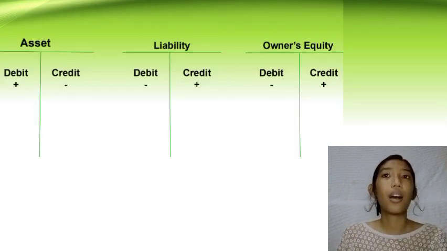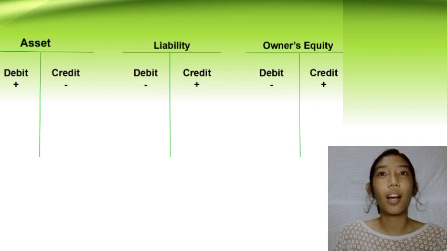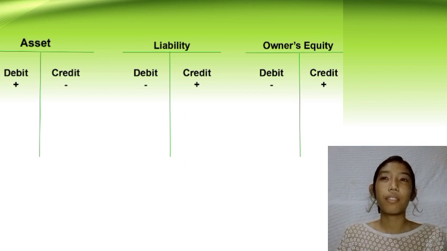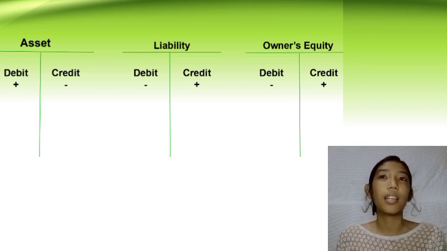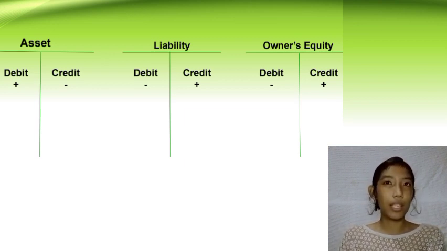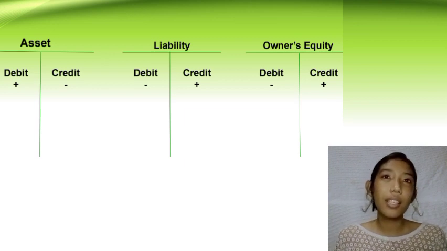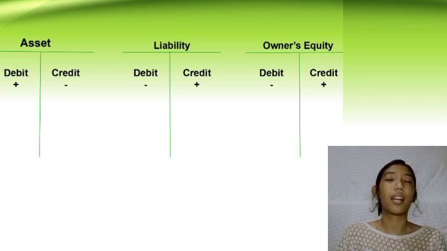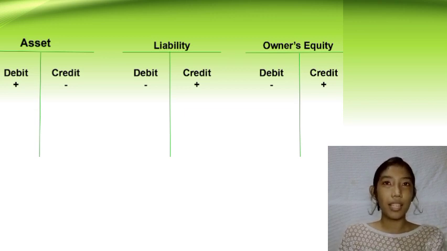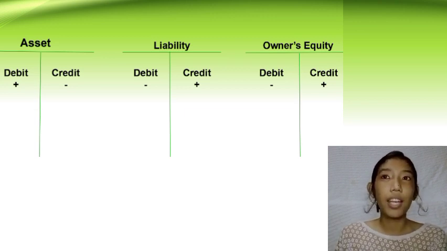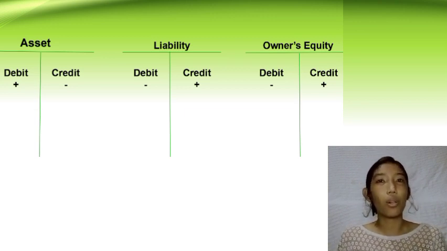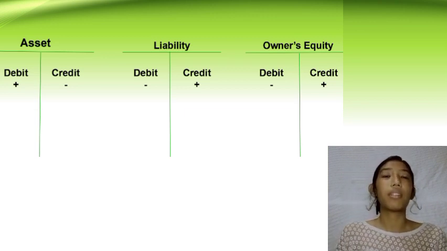For asset accounts, which include cash, accounts receivable, inventory, and others, the left side of the T account, or the debit side, is always an increase to the account. The right side, or the credit side, is conversely a decrease to the asset account. For liabilities and equity accounts, however, debits always signify a decrease to the account, while credits always signify an increase to the account.